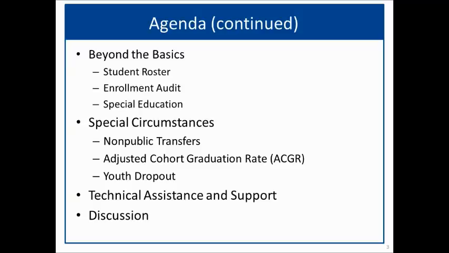We are also going to go over some special circumstances around enrollment, including non-public transfers, the adjusted cohort graduation rate, also known as ACGR, and we're going to touch on youth dropout. And then we're going to end with ways for LEAs to obtain technical assistance and support around entry and exits. And then we'll have a portion of discussion at the end.